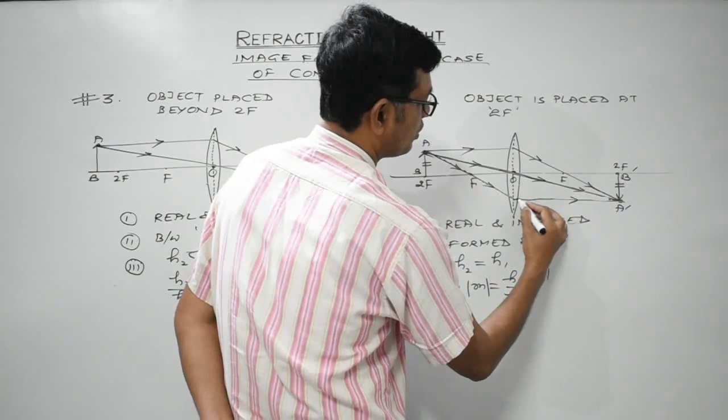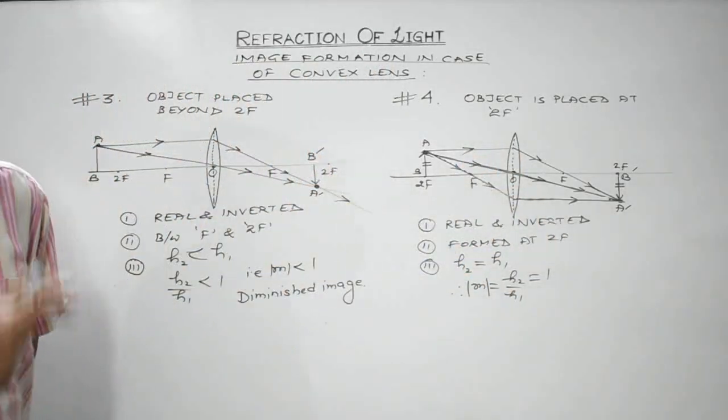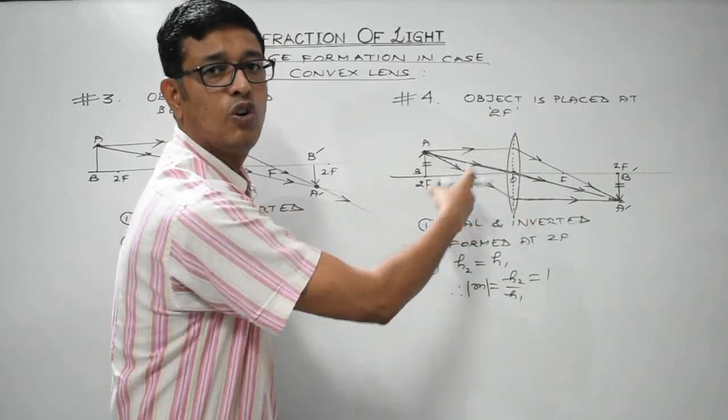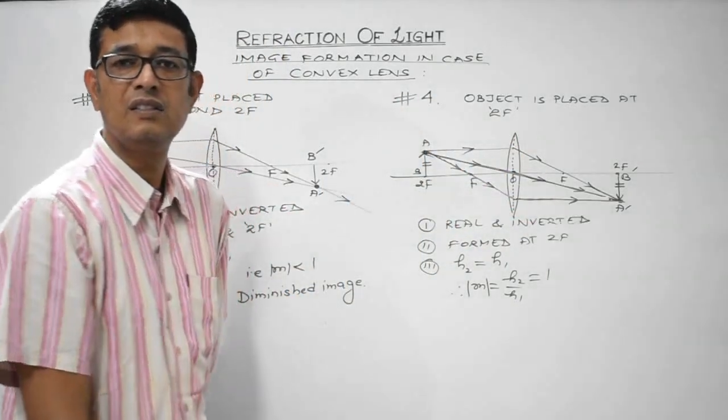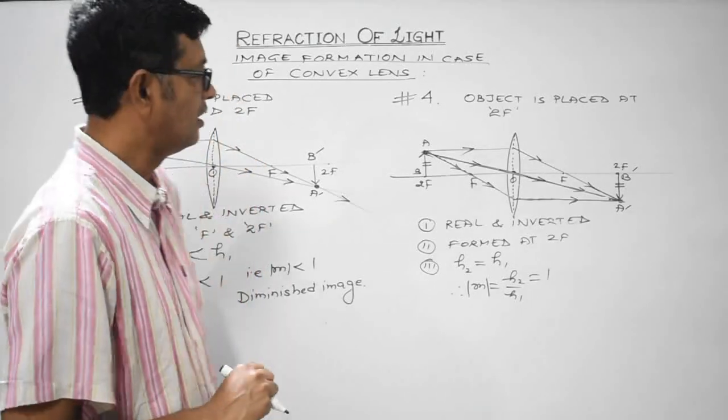So students, what I mean to say is that out of these three rules, make use of any two rules. You need not make use of all the three rules so as to obtain the position of the image. Just make use of any two rules, right?